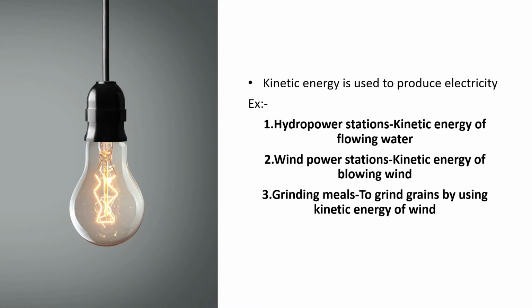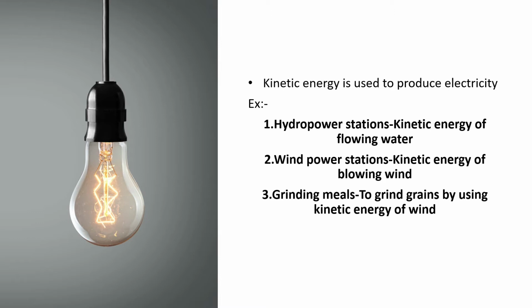So kinetic energy is used to produce electricity. For example, hydropower stations use the kinetic energy of flowing water. Wind power stations use the kinetic energy of blowing wind. Grinding mills are used to grind grains by using the kinetic energy of water or wind.